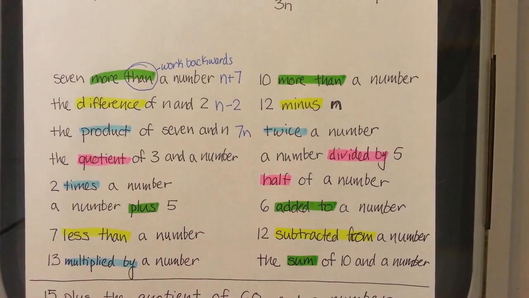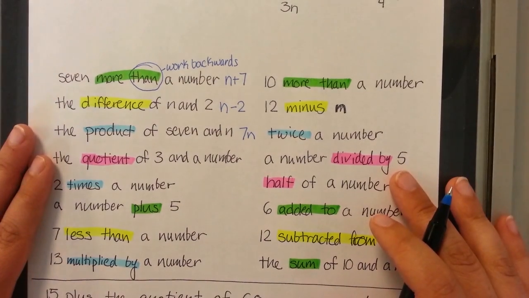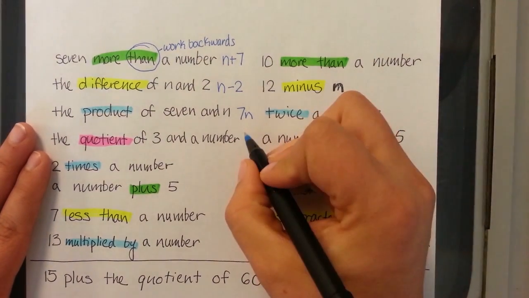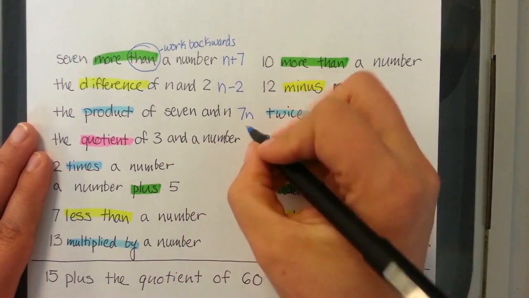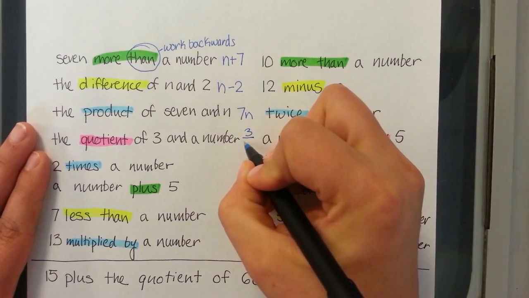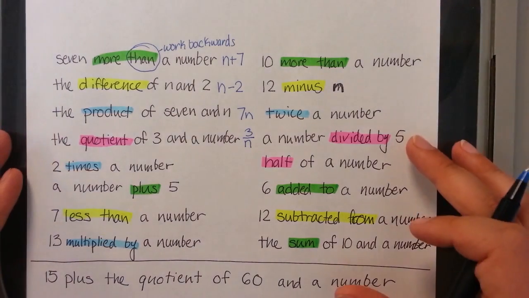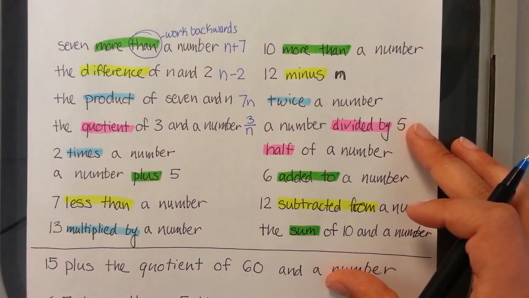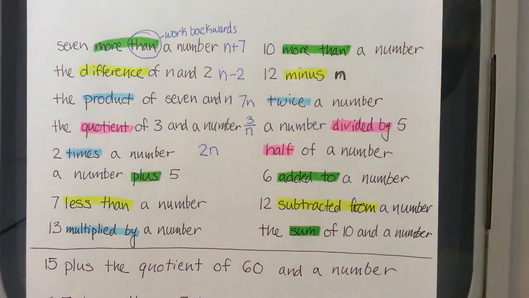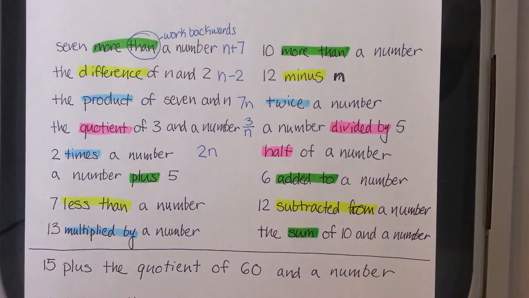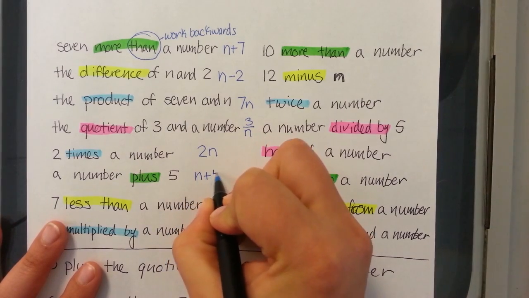The next one, the quotient of 3 and a number. Quotient is for a division problem. And for this one, I'm going to choose to write one number over the other. So this one is 3 and the letter N. So I'm going to write 3 over top of the letter N. So that's 3 divided by N. The next one, 2 times a number. Again, if it's a letter and a number, I can just stick them right next to each other, and that means times. A number plus 5, so that's N plus 5.